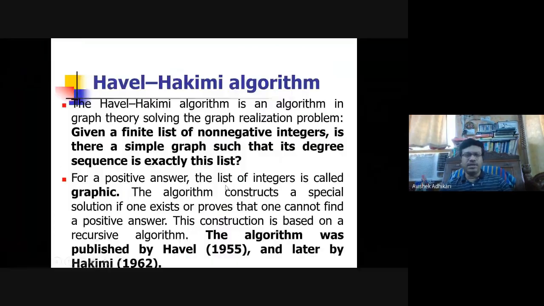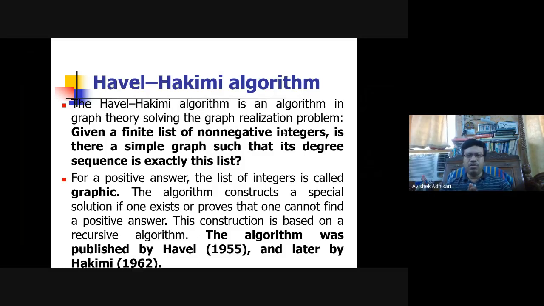This algorithm states that whatever finite sequence of non-negative integers you give, it will be able to tell you whether you can construct a simple graph with that degree sequence or not. That is known as the Havel-Hakimi algorithm. You may Google it and you will find it. In our syllabus, we only have the statement of the Havel-Hakimi algorithm or theorem. If anybody is interested, he or she is welcome to have a look on Google, and it's not very difficult to understand this algorithm.